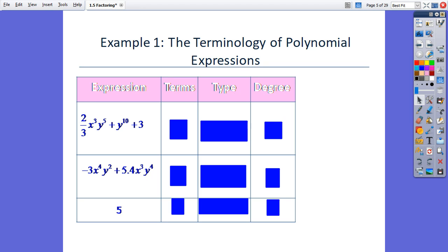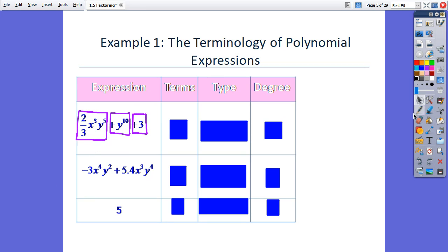So when we look at an expression like the first one here, we say, well, how many terms is this made up of? And terms are connected through addition and subtraction. So what we have is one term there, a positive y squared, or a y to the 10th there, and a positive 3 there. So what we have is 3 terms.